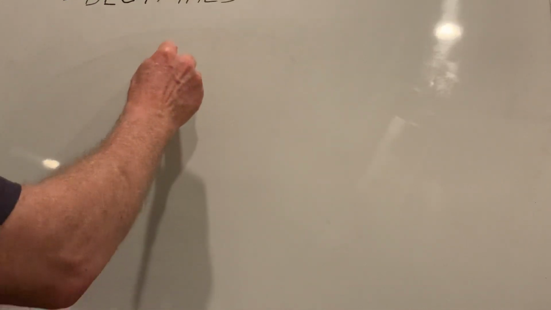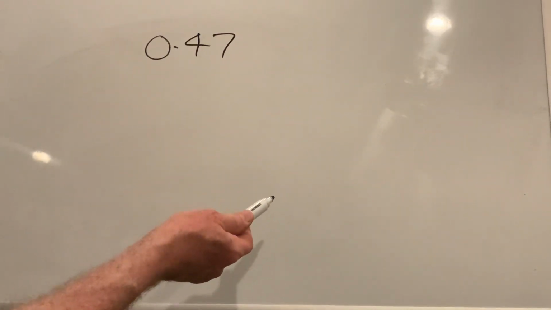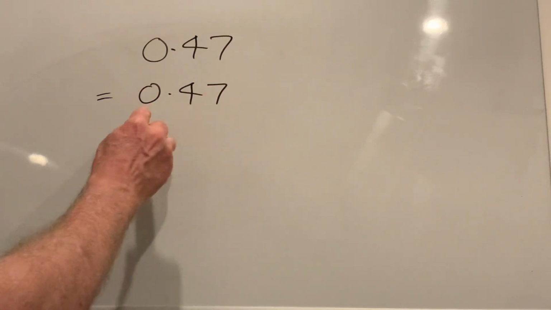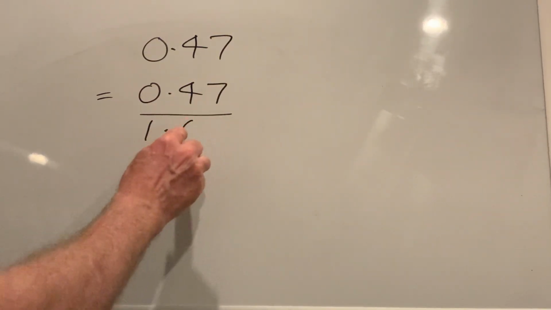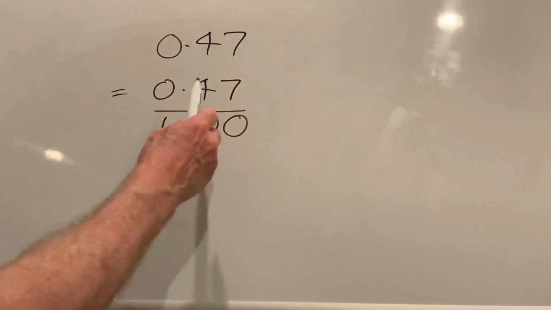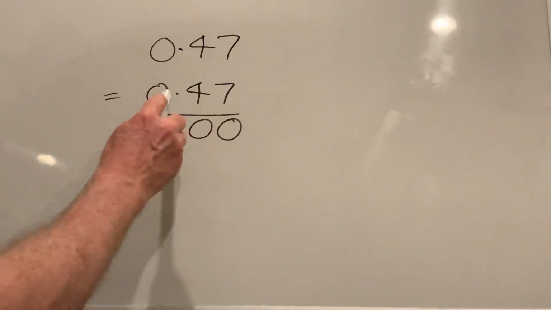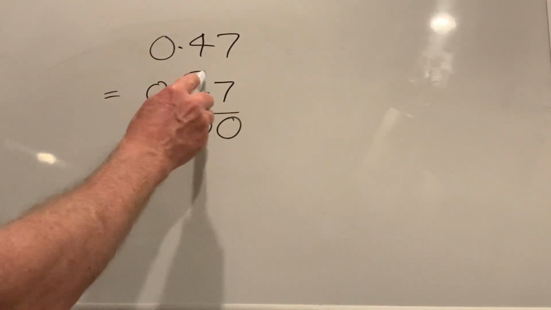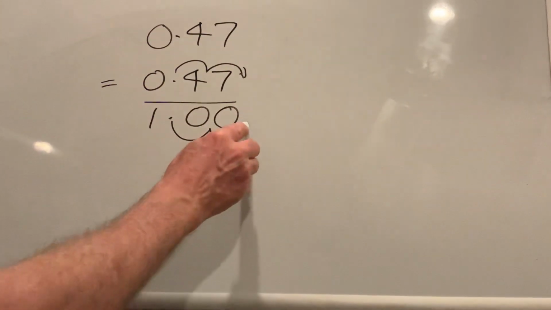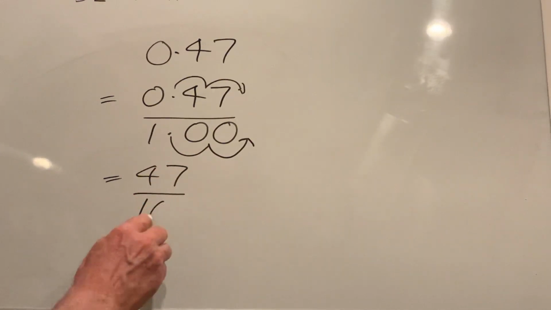Let's see, what about 0.47? What is that as a fraction? Well, same thing, 0.47 over 1.00. Same thing, okay? Anything over 1 is itself. What about now if we multiply top and bottom by 100? So we multiply 0.47 by 100, so the decimal point goes 1, 2. We multiply 1 by 100, 1, 2. And we end up with 47 over 100.